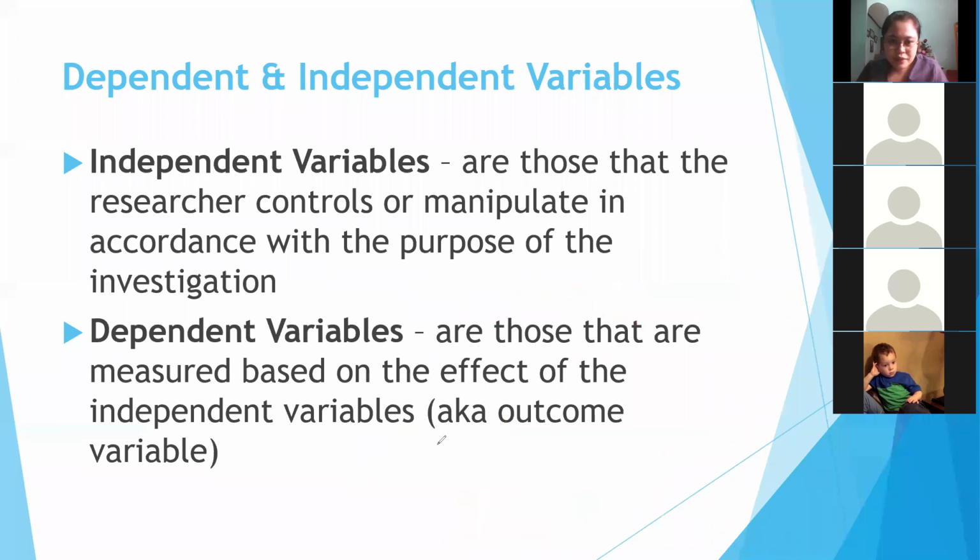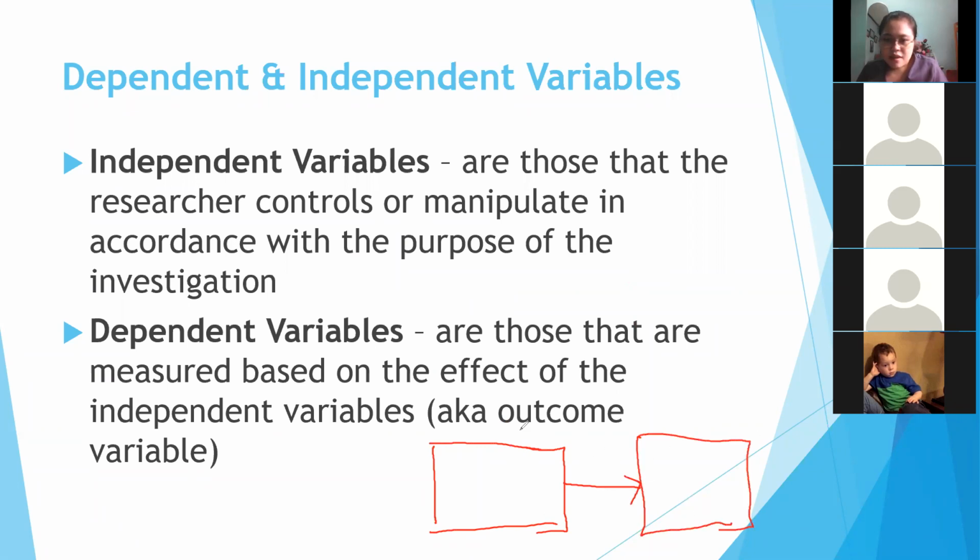So, magsulat ta ulit. IV and DV. Always na ha, the arrow is pointing to the dependent variable because dependent variable is the outcome variable. Okay? Let's move to an example na experimental.